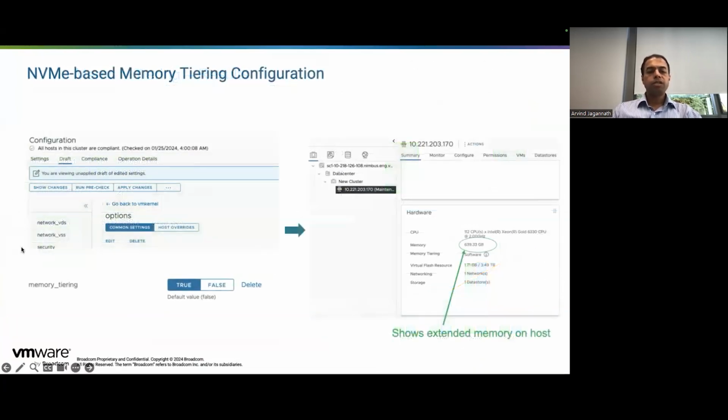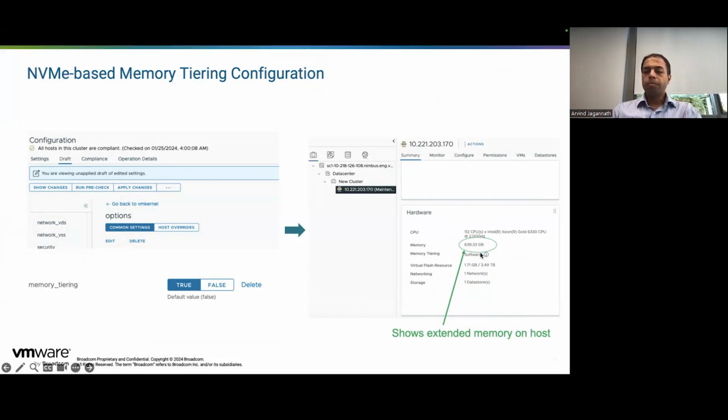Now let's look at some configuration details. The goal of the configuration on VMware is to make it as simple and seamless for our customers as possible. And really, there are very few settings to enable memory tiering. It does require a reboot.